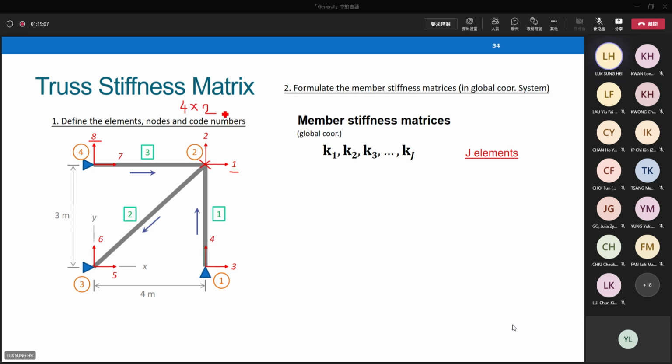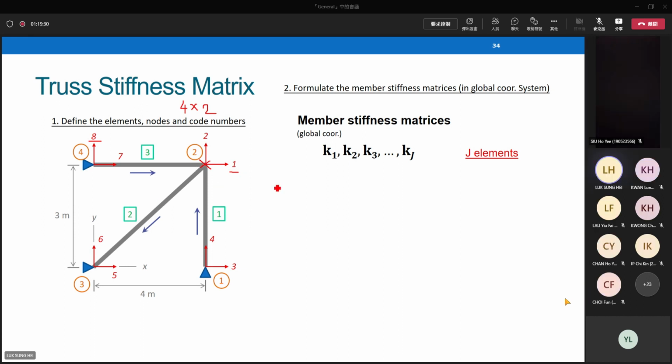4 nodes times 2. How to arrange their numbers? Later on, I will show you an example to let you know how to arrange the order. But in general, the order of the code numbers is arbitrary. You can define your own arrangement. But some arrangements will be more efficient when you do the calculations. We will discuss that a little bit later. Anyway, let us follow this arrangement.